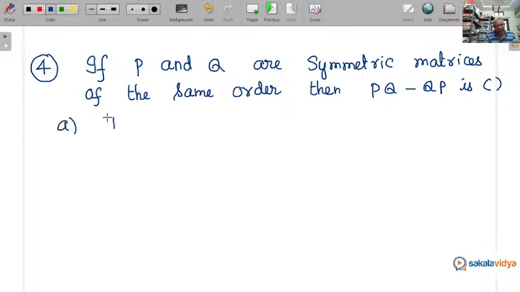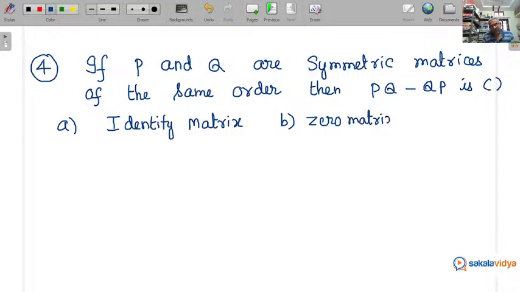Option A, identity matrix. Option B is zero matrix. Zero matrix, null matrix are same. Option C, symmetric matrix. D, skew symmetric matrix.